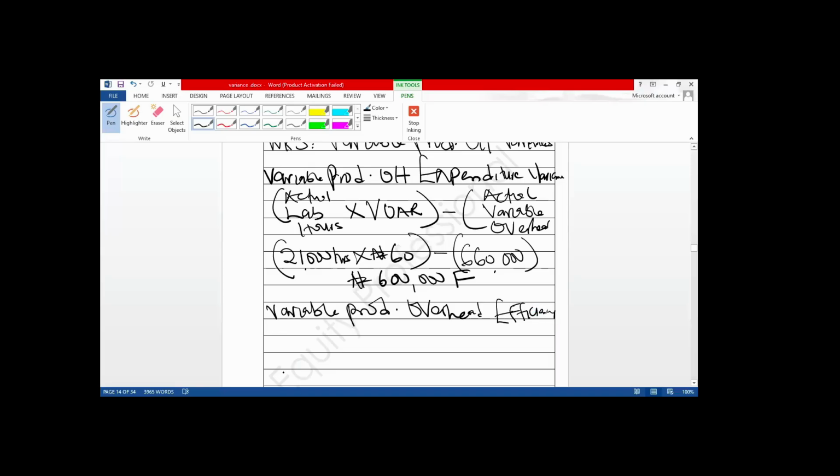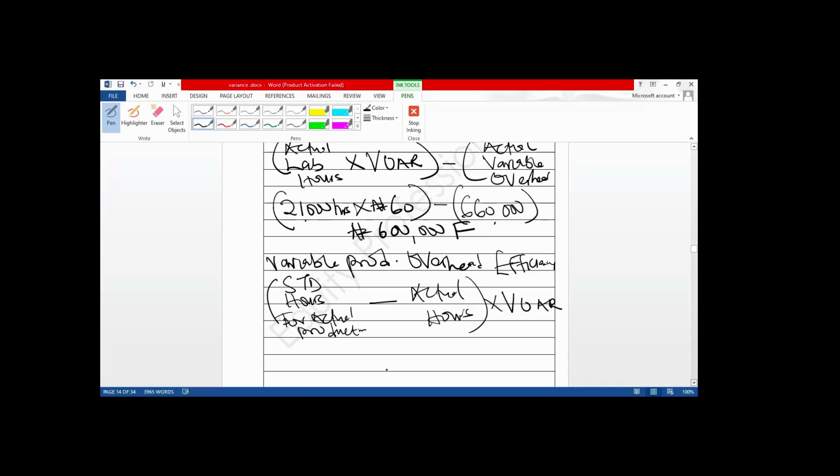Your formula again. Standard hours for actual production minus actual hours, multiplied by variable overhead absorption rate.